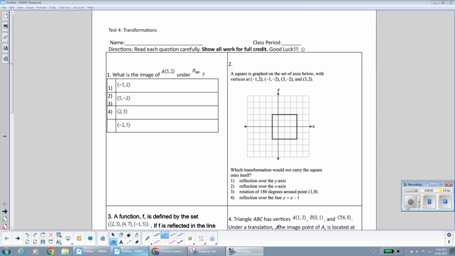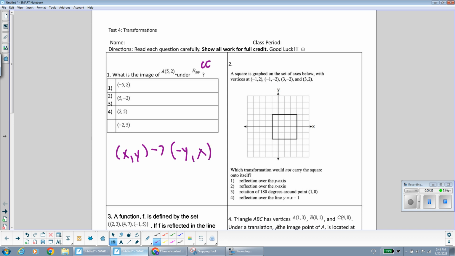So for number one on test number four on transformations, we have a rotation of 90 degrees, and when the direction's not specified, we assume that it's going counterclockwise. So our rule for a 90-degree rotation counterclockwise is you take the original coordinates and you switch the order and you make the original y coordinate the opposite sign.